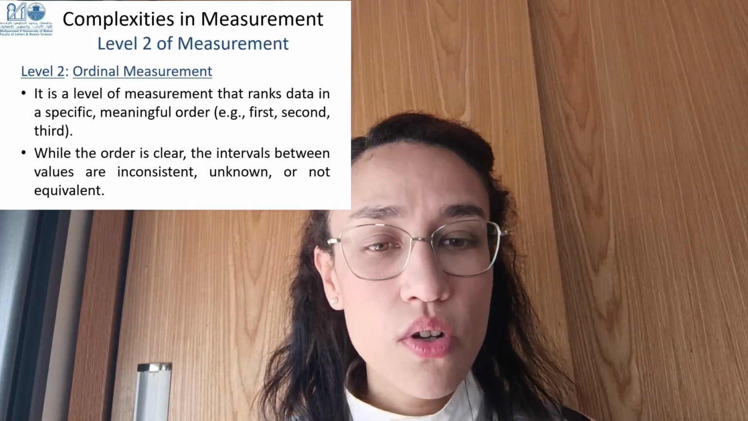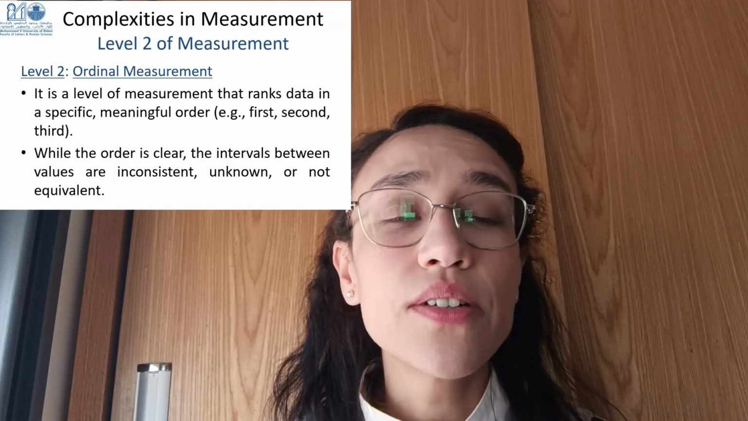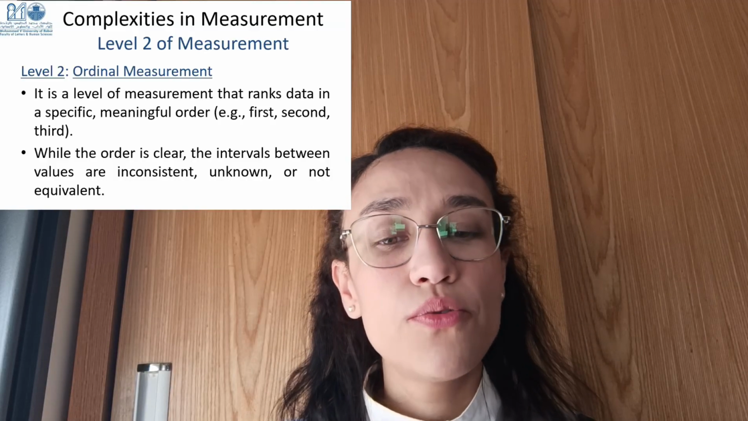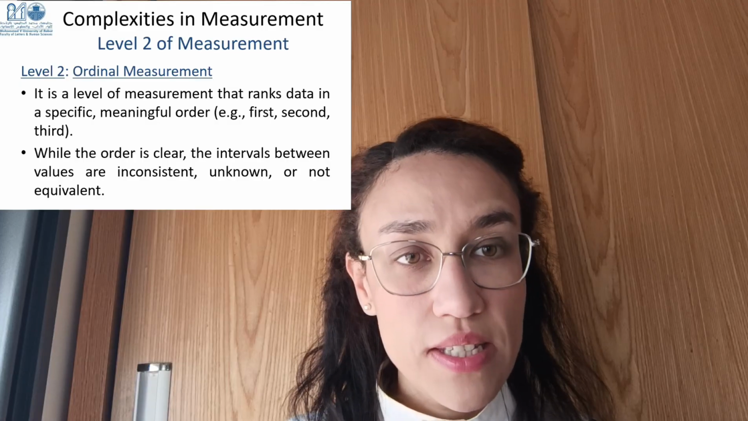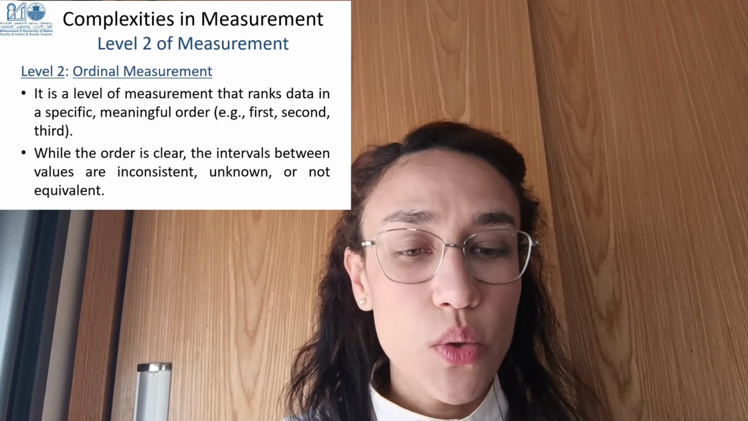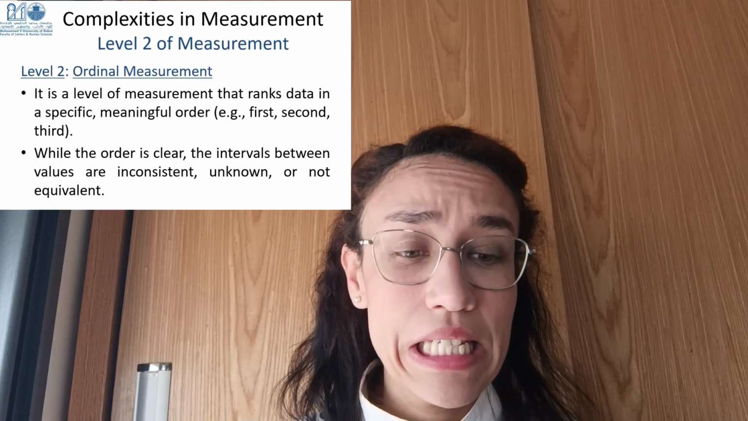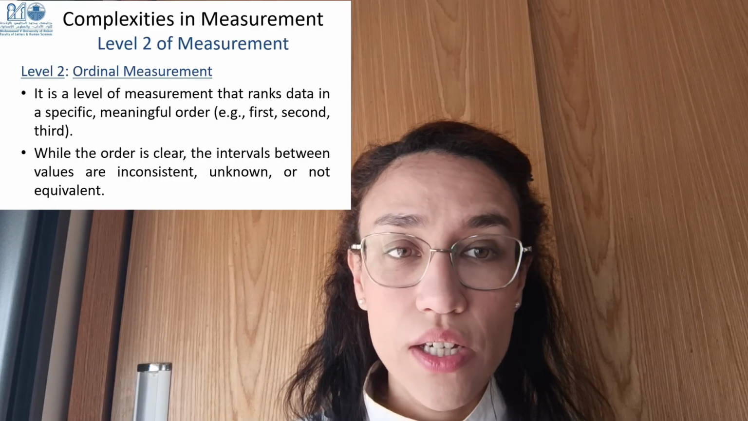The second level of measurement is ordinal. Ordinal measurement is a level of measurement that ranks data in a specific meaningful order, like first, second, third. While the order is clear, the intervals between values are inconsistent, unknown, or not equivalent.